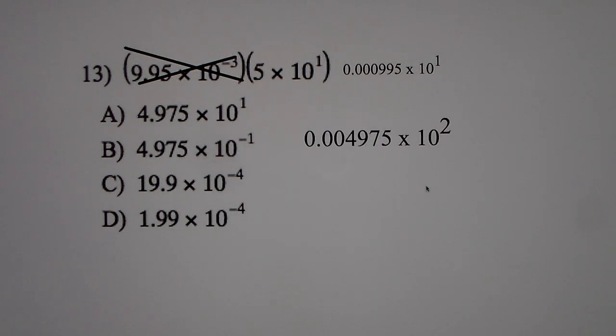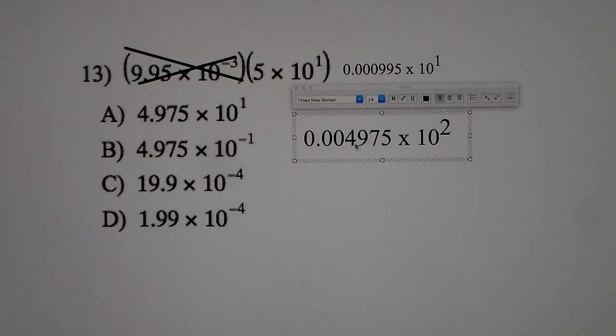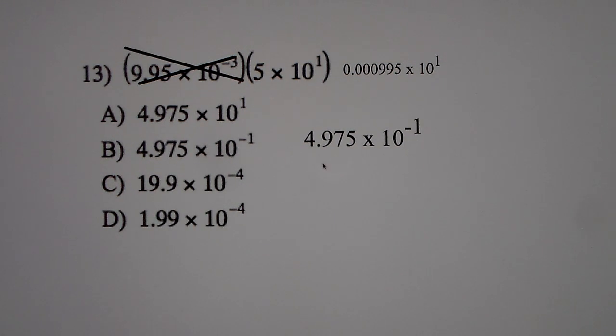Oh wait, there's more. To make it officially into scientific notation, we got to move that decimal place back. So we're going to move it back 1, 2, 3. So there's only one number in front of the decimal. And since I moved it 3 places to the right, that means I got to subtract 3 from my power. So 2 minus 3 gets us negative 1. So that's how we get 4.975 times 10 to the negative 1, which is B for number 13.